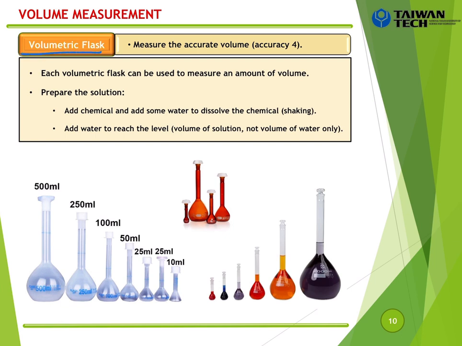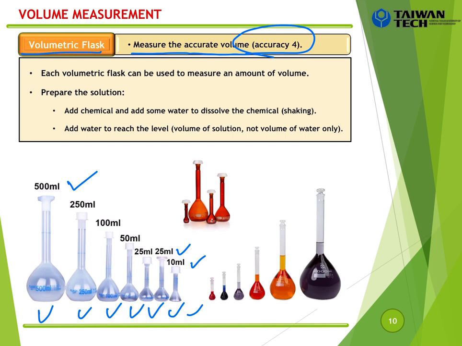And the next one we consider is the volumetric flask. So what is it? That is the one we can use to measure an accurate volume, so we can get a better result. From here you can see we have different sizes of flask. We may have 10 milliliter, 25, and so on until 500 milliliter. It depends on how much of the solution you want to prepare, and you can choose a different flask.